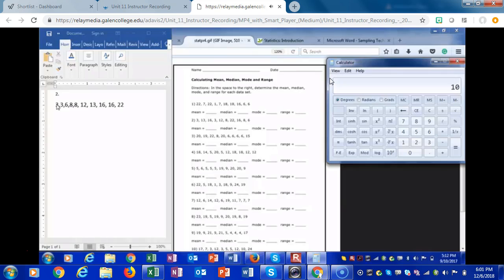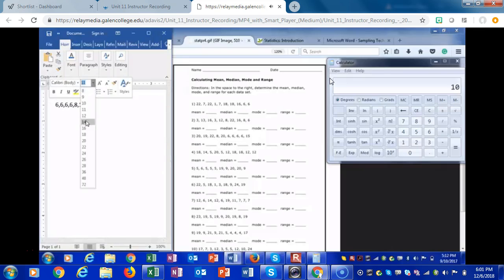All right, number 3. From least to greatest. Let's start with 6. 6, 6, 6, and 6. There's 4 6s, and they're right here. After 6, there's 8, and then there's 15. After 15, there is 19, 20, and 22.